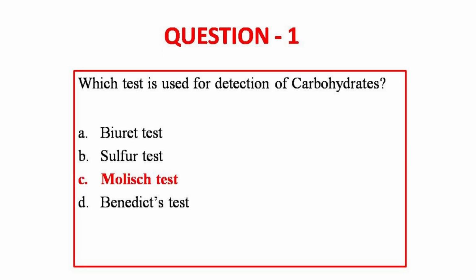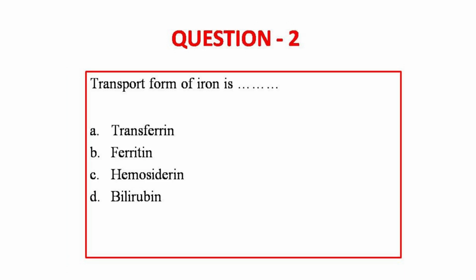So if you see the different tests, identification of protein is done by the Biuret test, whereas the sulfur test is used in order to find out cysteine, and the Benedict test is used for the detection of glucose. So moving on to question number 2.